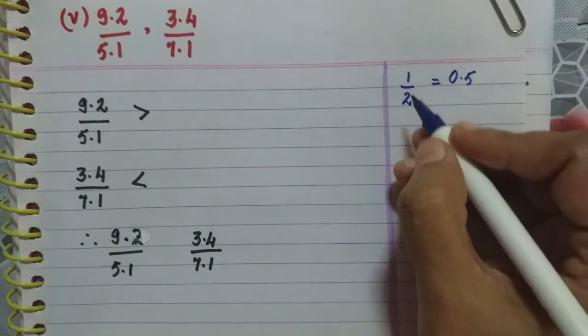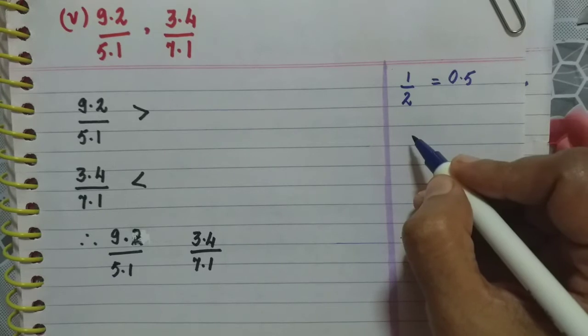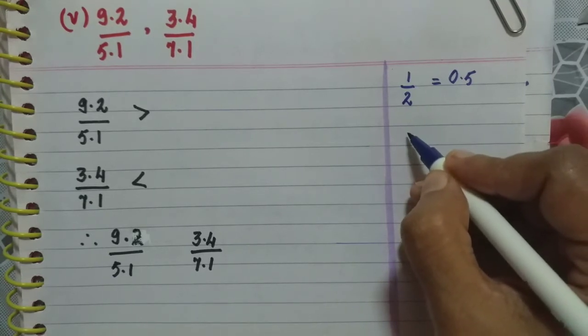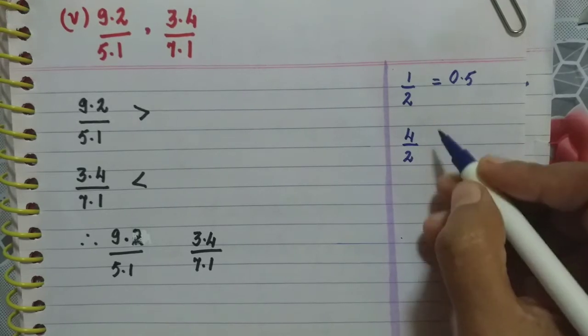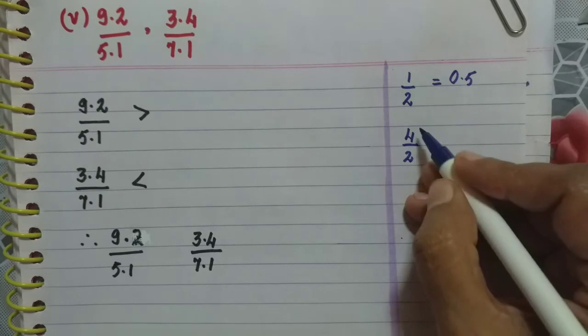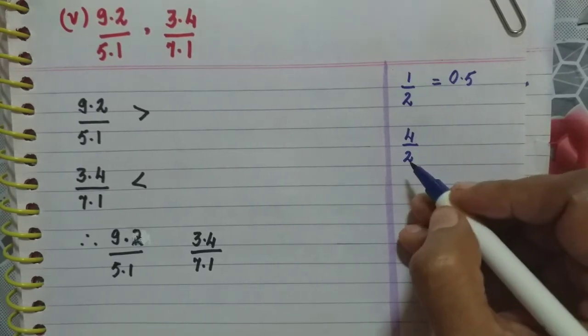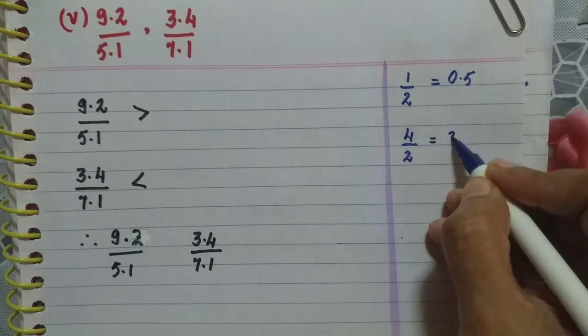Here the numerator was lesser than the denominator. Now, let me take an example where I have 4 upon 2. Do you see here? The numerator is bigger than the denominator. Numerator is greater than the denominator. 2 goes in 4 two times, so the answer is 2.